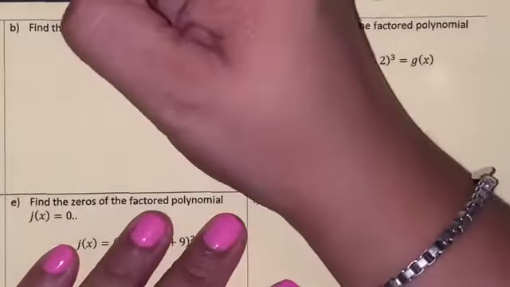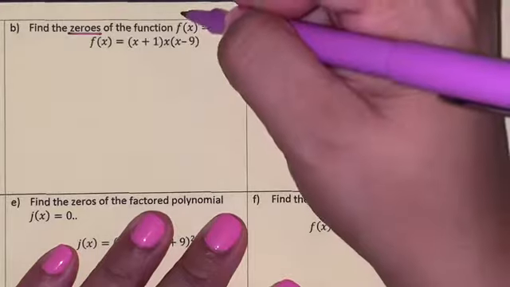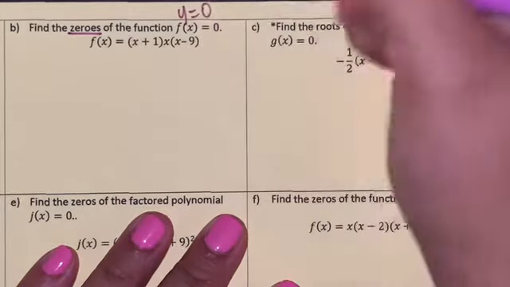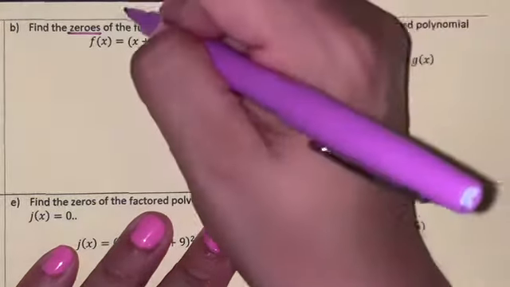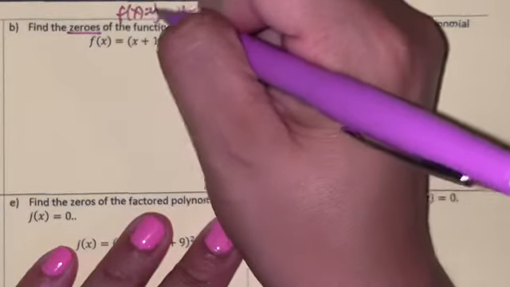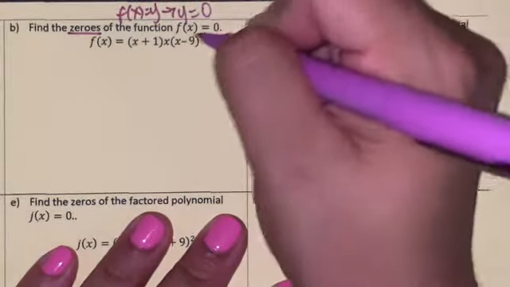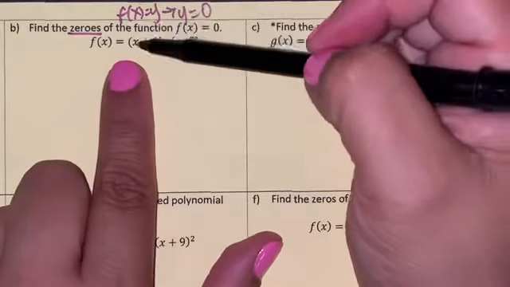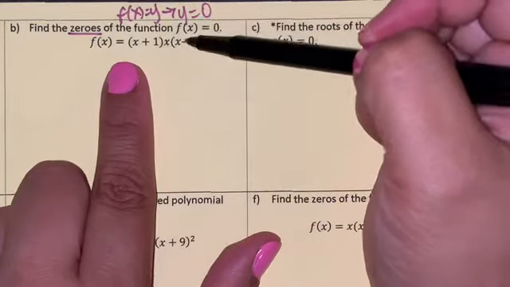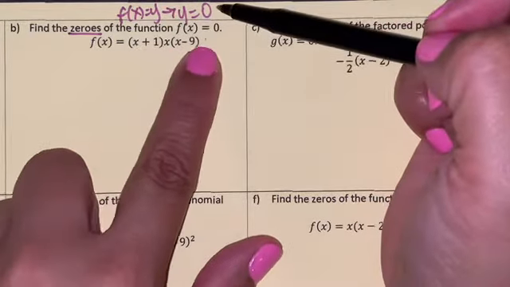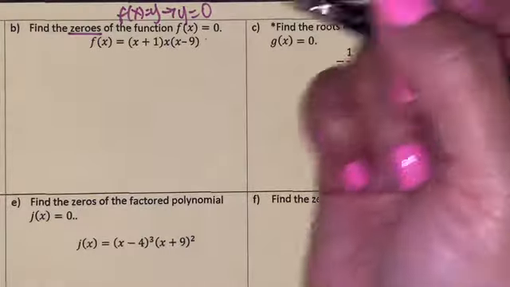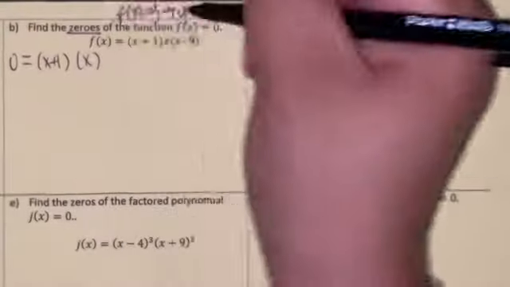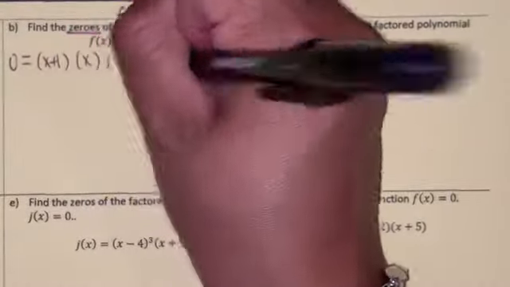Okay. B, find the zeros of the function. So you're saying again that y equals 0 because f of x equals y, and we have f of x equals 0. Okay, f of x equals x plus 1, x times x minus 9. So you have the possibility of 3 different zeros here. So let's go ahead and set this up. 0 equals x plus 1, x minus 9.